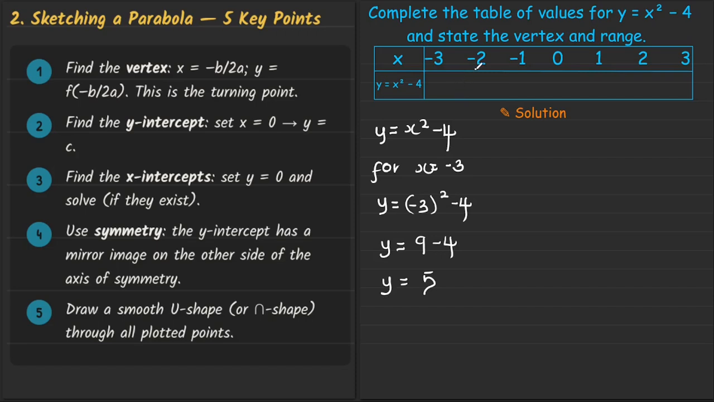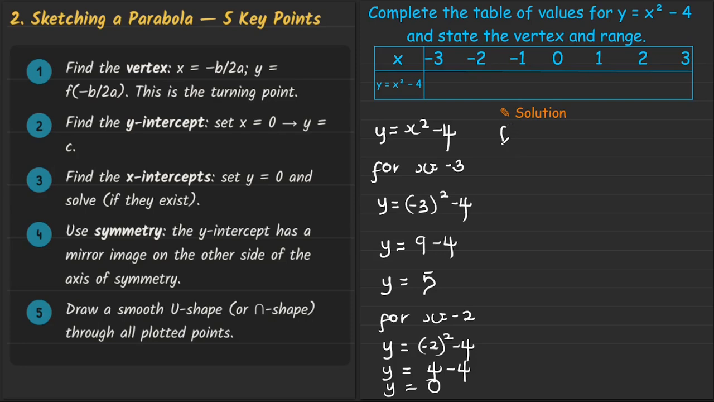And 9 minus 4 simply gives us a 5. Then we come to the next value, which is -2. So you say for x equals -2, we have our y being equal to, instead of the x squared, we put -2 all squared, then minus 4. Substituting, we have our y being equal to -2 squared, which is 4. So 4 minus 4 gives us y equal to 0. I'll do the first one, and then I would expect you to also do 1, 2, and 3, and then give me the answers in the comment section.